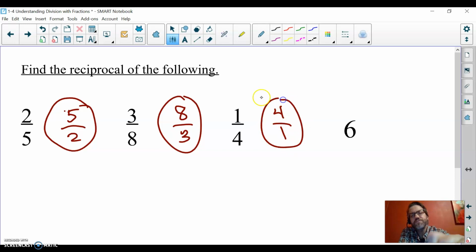4/1, which, by the way, is the same thing as 4 as a whole number, because 4 divided by 1 is 4. So now what is the reciprocal of 6?